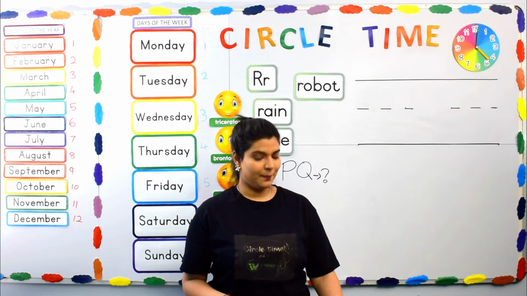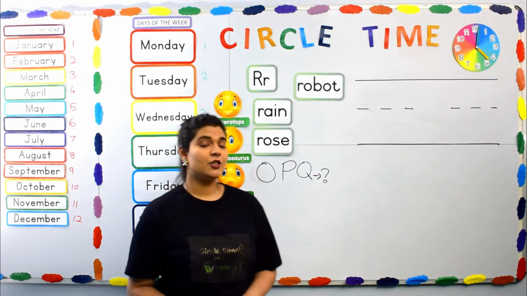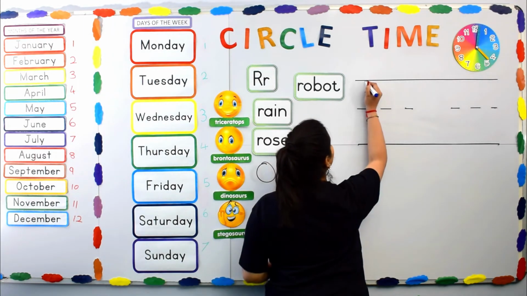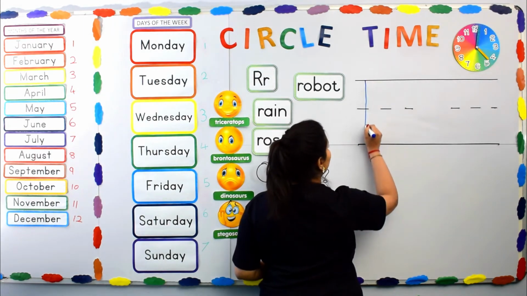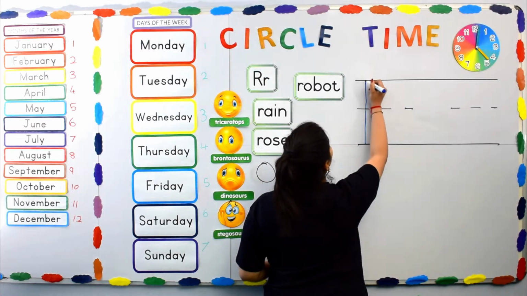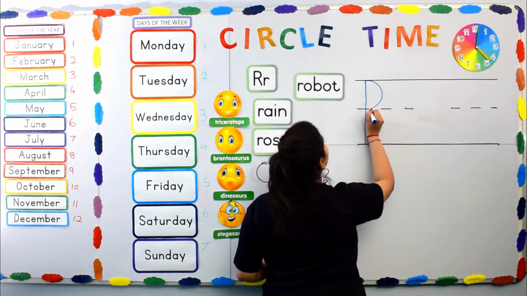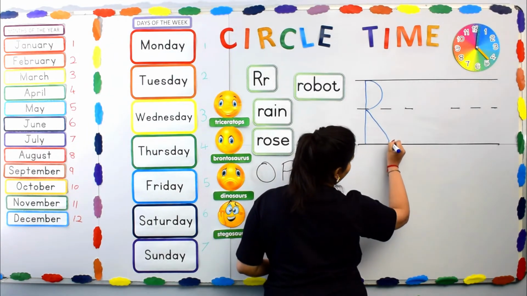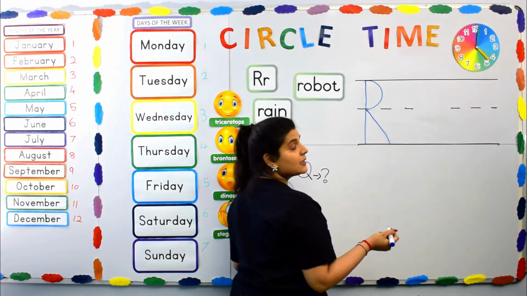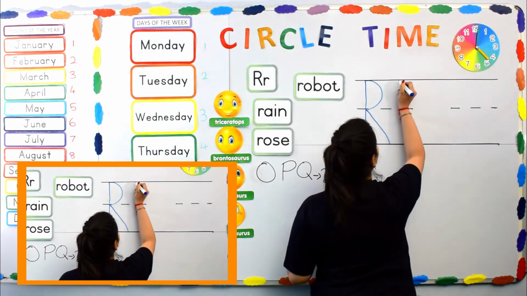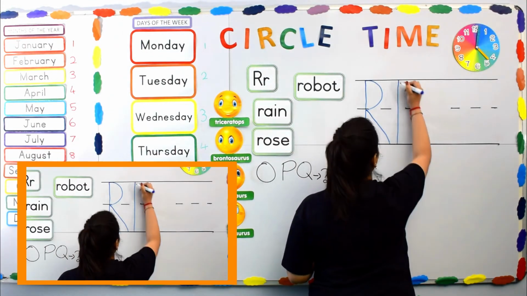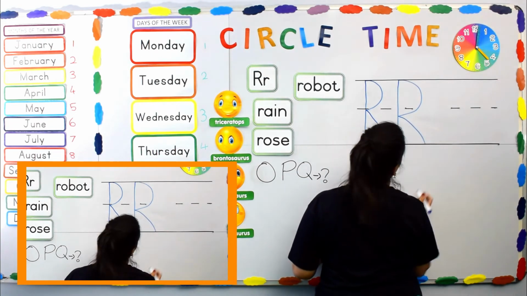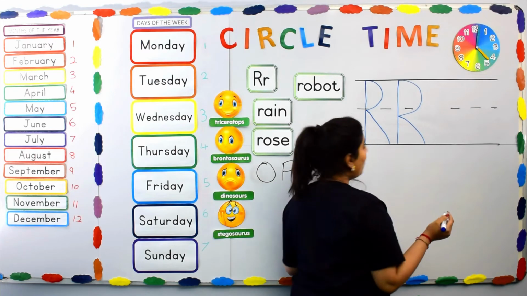Let's write big letter R. To do this, we need our pens and our paper. We start at the top of the line and curve in, come all the way down. Let's do it together again. One, two, three. Let's draw small letter R.